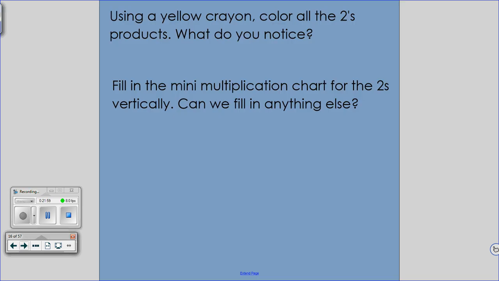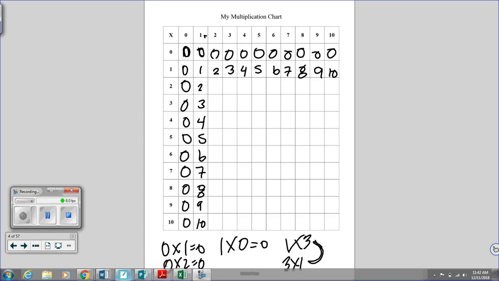Okay, we talked about what we noticed in yellow. Put this page underneath your math notebook. And what we're going to do now is we're going to go ahead and fill in the 2's in our mini multiplication chart going up and down. So you have that dog-eared in your page. Flip to your mini multiplication chart. Jackson, you got a question, buddy? No. All right, we're going to fill it in going vertically, going up and down.